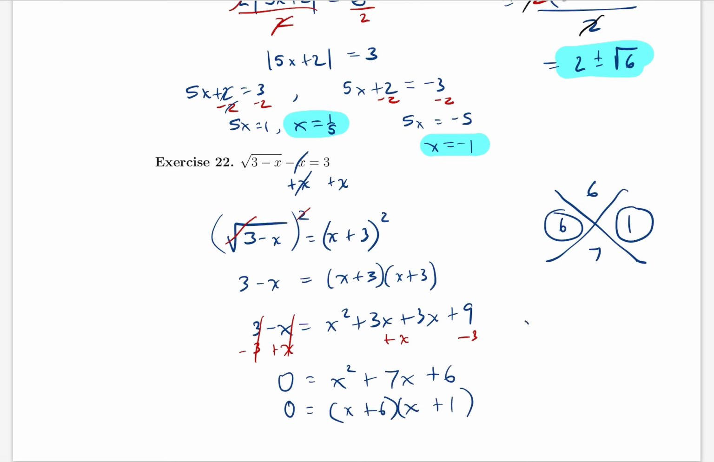And now when we solve each of these factors individually, we get our two solutions, -6 and -1. However, for radical equations, you must always check your solutions, because it could be the case where one of the solutions doesn't check out, or maybe even both of them do not check out. So let's start by checking -6. I'll do it off on the side.